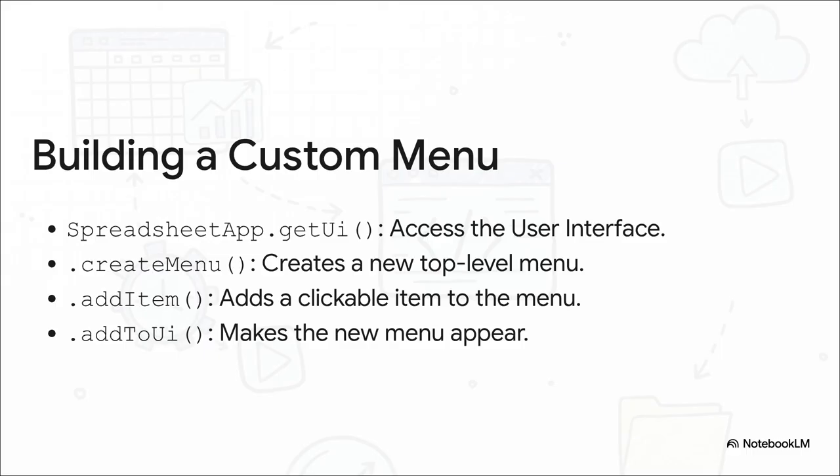So inside that onOpen function, we just use a few simple commands. First, we tell it to get the user interface, the UI. Then we tell it to create a new menu, and we give it a name, like My Custom Menu. Then we add an item to that menu, tell it what the button should say, and which one of our functions to run when someone clicks it. And finally, we just add the whole thing to the UI.